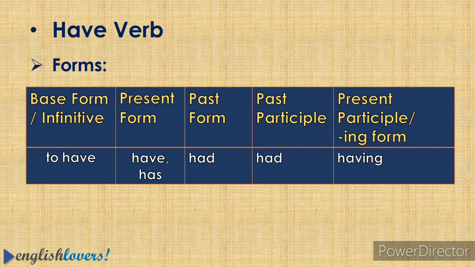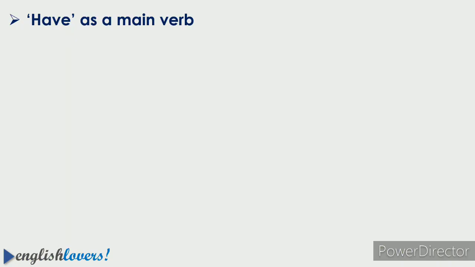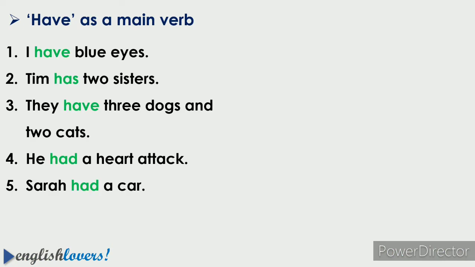I have made a separate video on have and its present and past forms, have, has and had, which you can watch by clicking the top right corner of your screen. The past form is had, the past participle is also had, and the present participle or ing form is having. We are going to study how these forms function as the main verb in the sentence and how they function as an auxiliary or helping verb. Here are some examples where have functions as a main verb. In all these sentences, in every sentence there is only one verb.